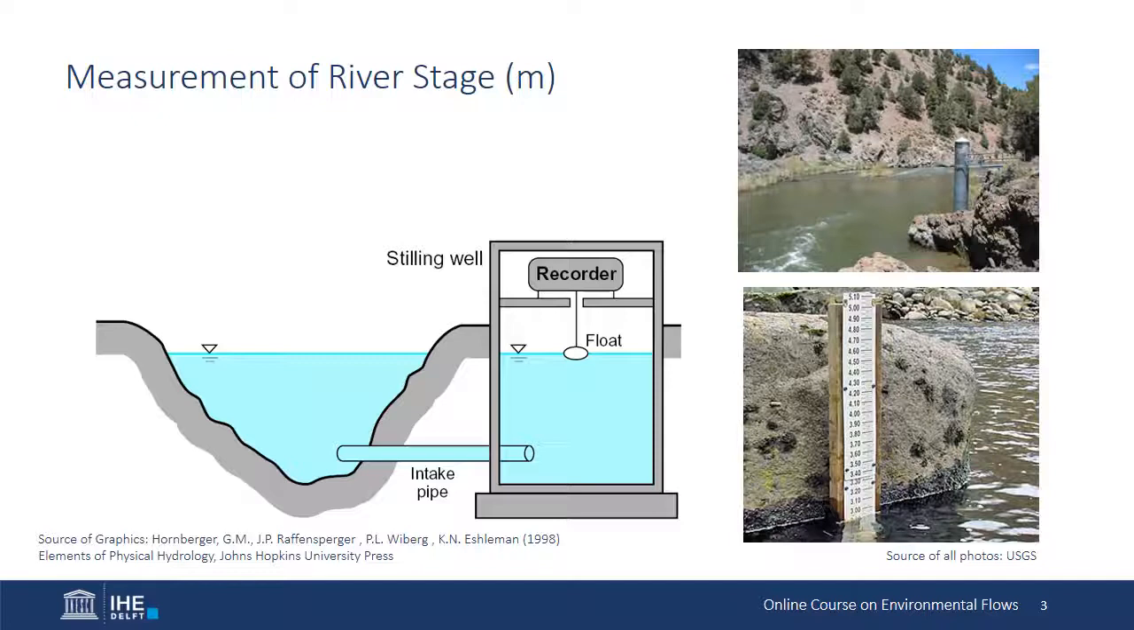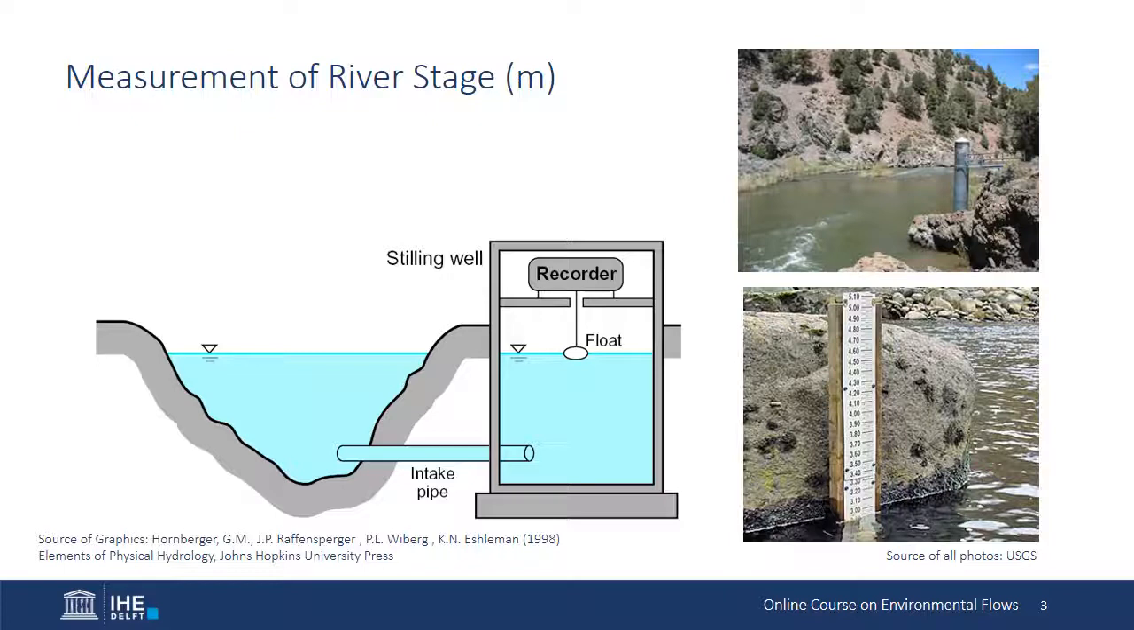Stage is most commonly measured because it's easiest and least expensive to measure. It can also be measured quite accurately. The image on the left shows a standard best practice gauging setup where stage is measured automatically in a stilling well connected by intake pipe to an adjacent river channel. As the name implies, a stilling well helps to still the water level, erasing non-flow related variations in water level caused by short-term disturbances in the river like the wake of a passing boat.